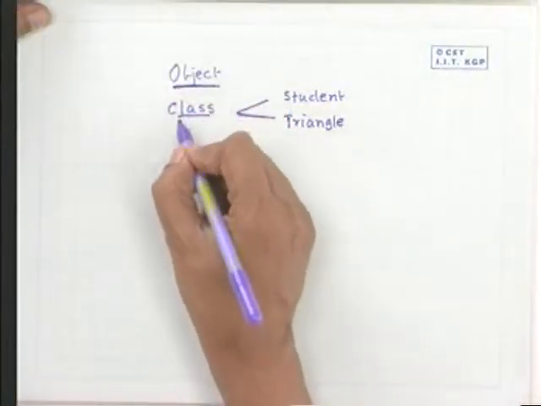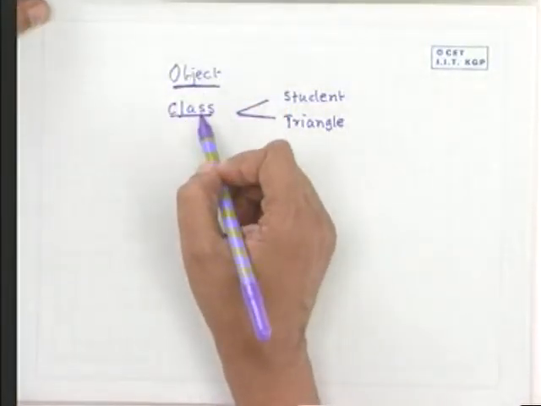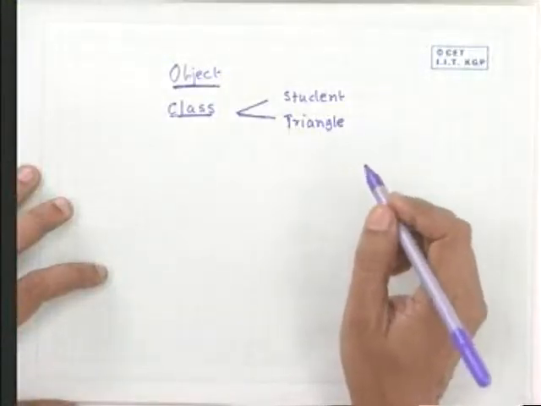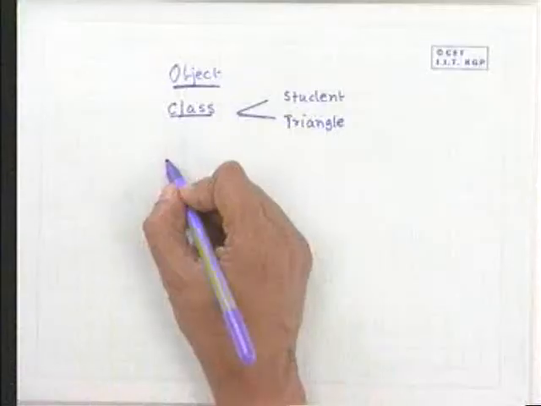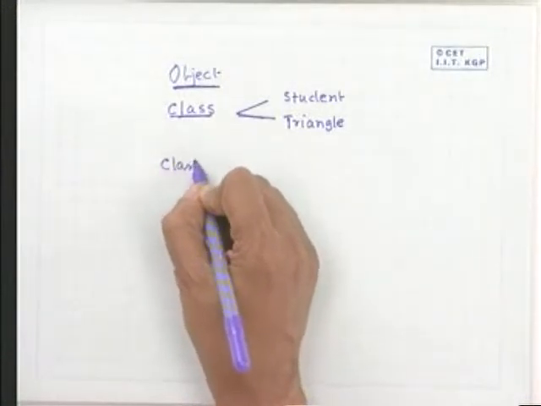Now, we should differentiate between the class and object, in the sense that classes can be thought of as a collection of all instances or objects which have the same behavior. The next thing that we are going to look at is the difference between the class and the type.